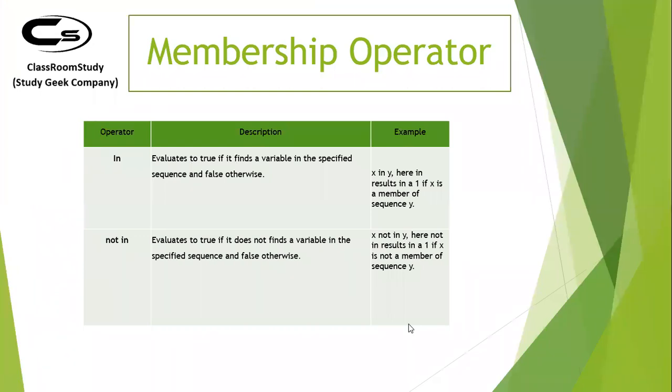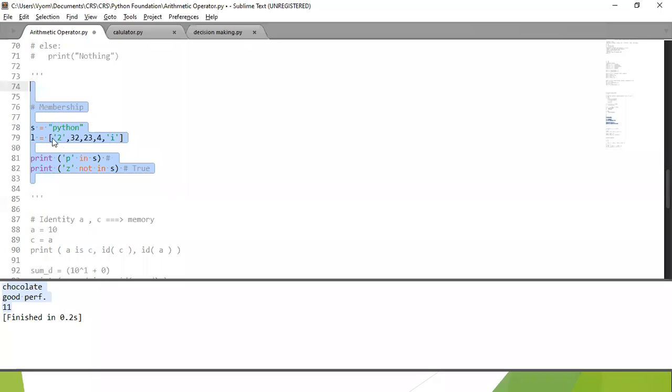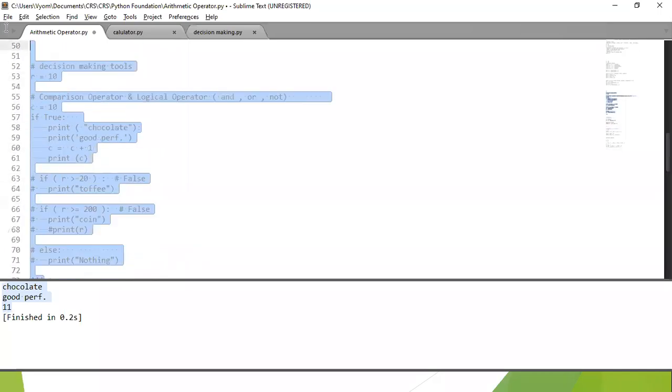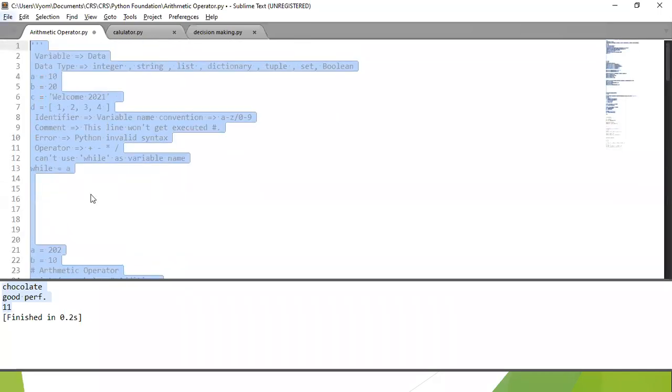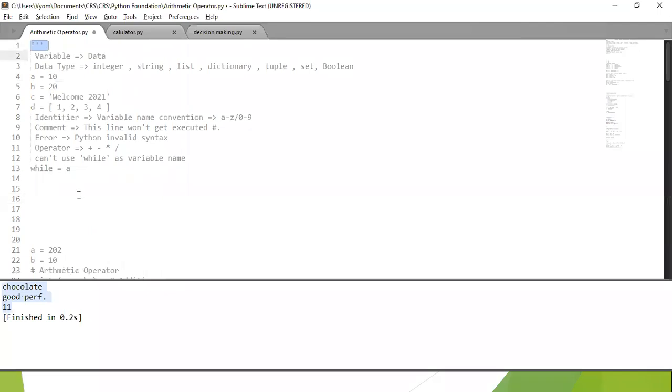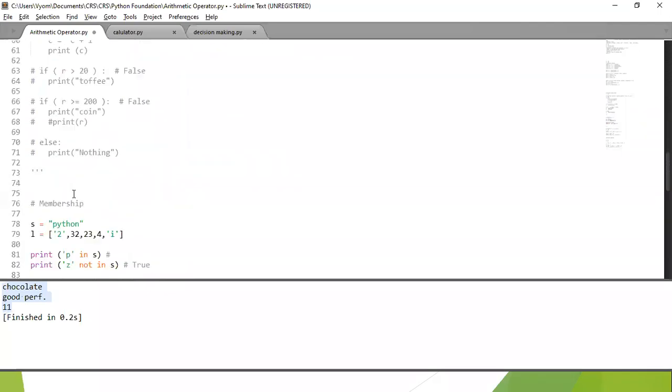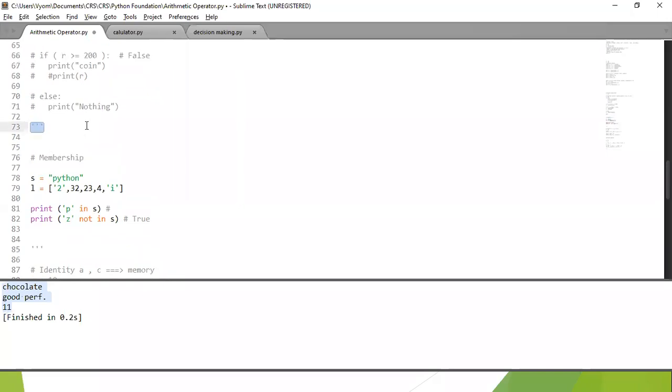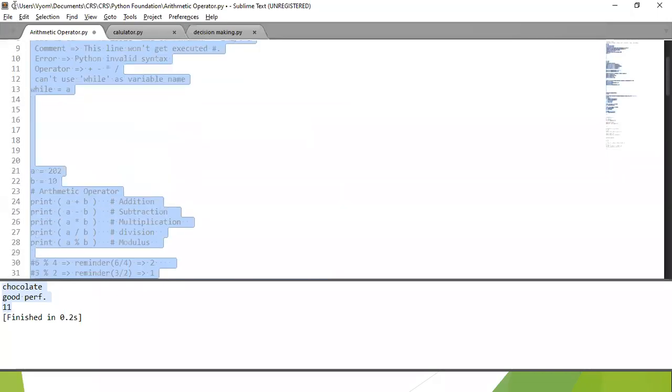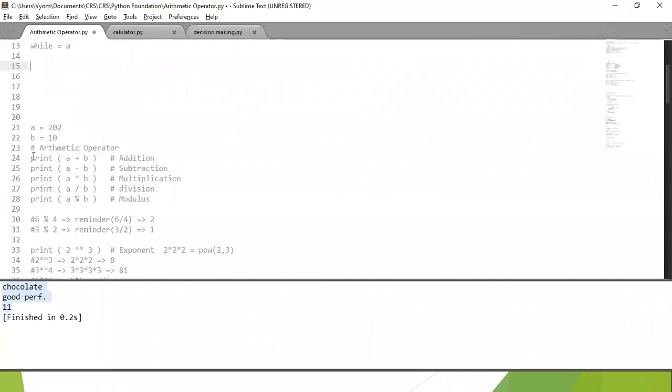Sir, why are you using 3 dots before each program? Somebody is asking why I use these 3 dots. I'm using them to comment a block of code. 3 dots over here and then 3 dots over here comments this entire block of code. If I want to comment a single line, I'll use hash.